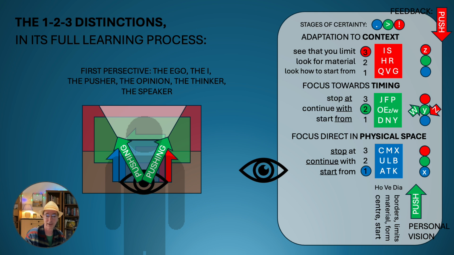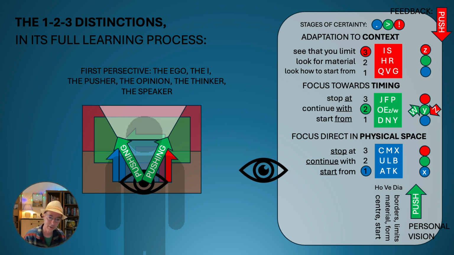This first perspective could be a very bad one, or could be a potential one, as when you understand it's just an estimation, it's a potential one, but it is a direction from the ego, from the I, from the pusher as well, from the opinion, also from the thinker, and from the speaker. The speaker in language does that as well. So he speaks out, that's what I see, and from there on you can do something with it, or you can rearrange it, and so on.